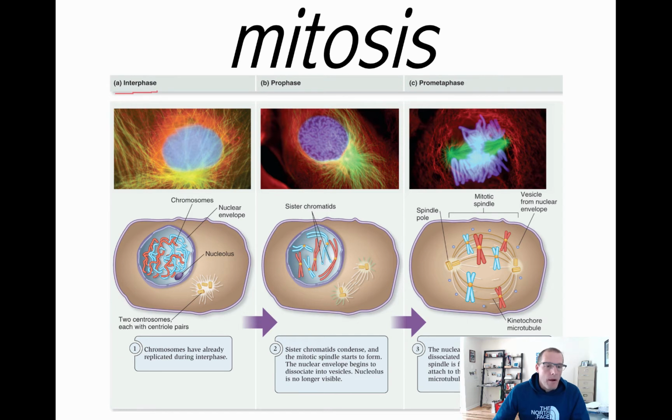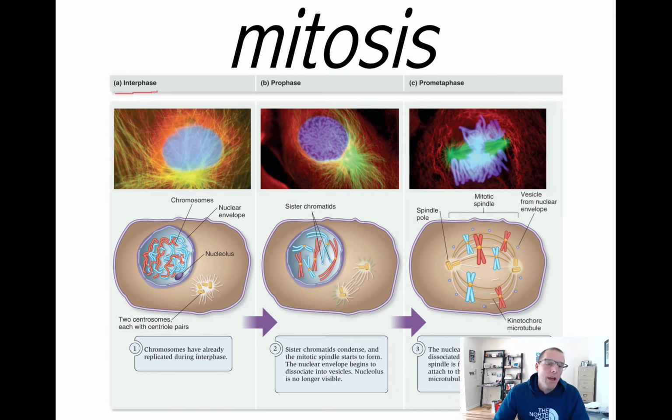Now, I've not really spoken about interphase. So interphase is the stages of the cell cycle, which are G1, S, and G2. So if we're talking about interphase, the cell could be in any one of those stages. So that's just a collective name for G1, S, and G2.